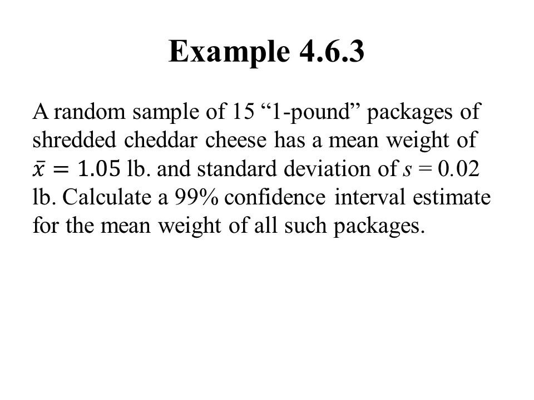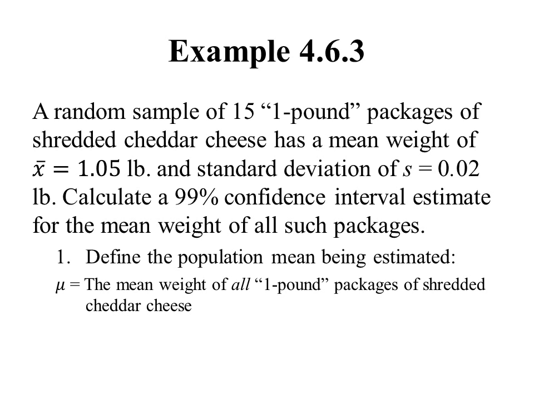And so we're going to go through the same steps as what we did in section 4.5 to calculate this confidence interval. The first step is to define the population mean being estimated. And again, like the previous section, when we define the parameter, we don't simply restate the question or restate the problem. We define what it is we're trying to estimate. So in this case, we're trying to estimate the mean weight of all 1-pound packages of shredded cheddar cheese. And again, we stress the word all here because we're trying to estimate the mean weight of all packages, not just the 15 in our sample.